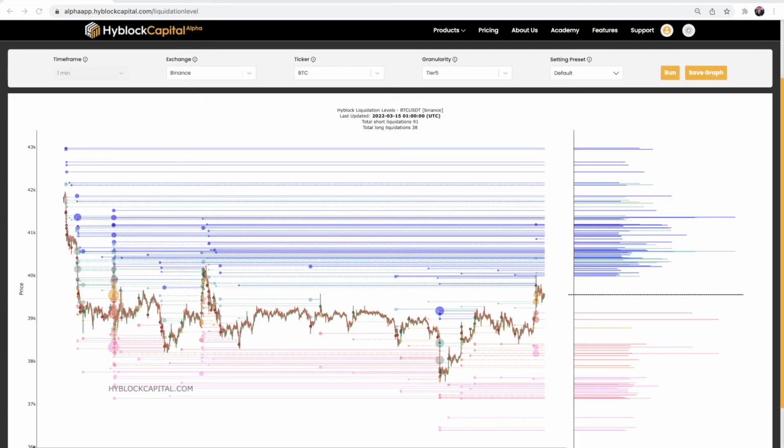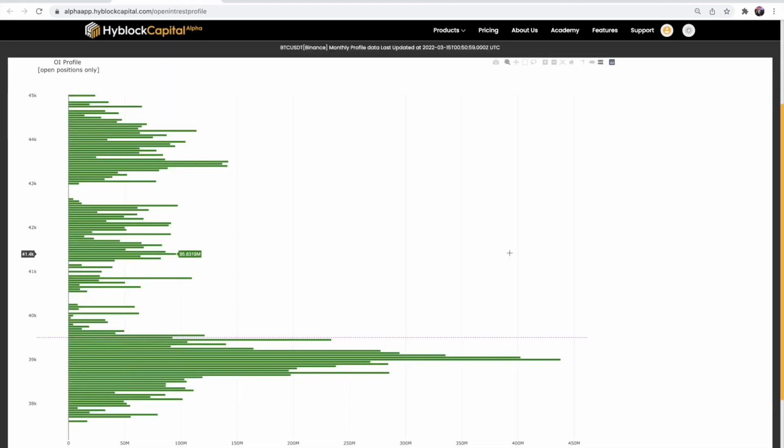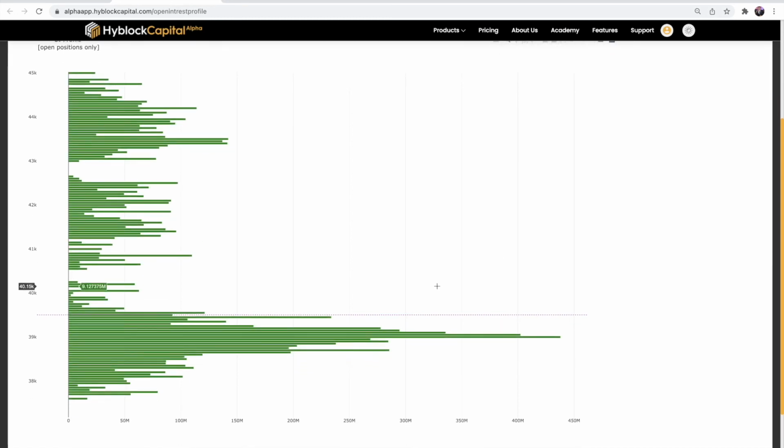Finally, if we take a look at the liquidation levels, we can see a large concentration of short liquidation levels between 40,000 and 41,000 right here, as well as a concentration of long liquidation levels between 37,000 and 38,000 right over here. Even if we move to the open interest profile, we see there's a confluence with the liquidation zones and the profile gaps, which exist in the same ranges. We can see a gap here between 40 and 41,000, and down below between 37 and 38,000.